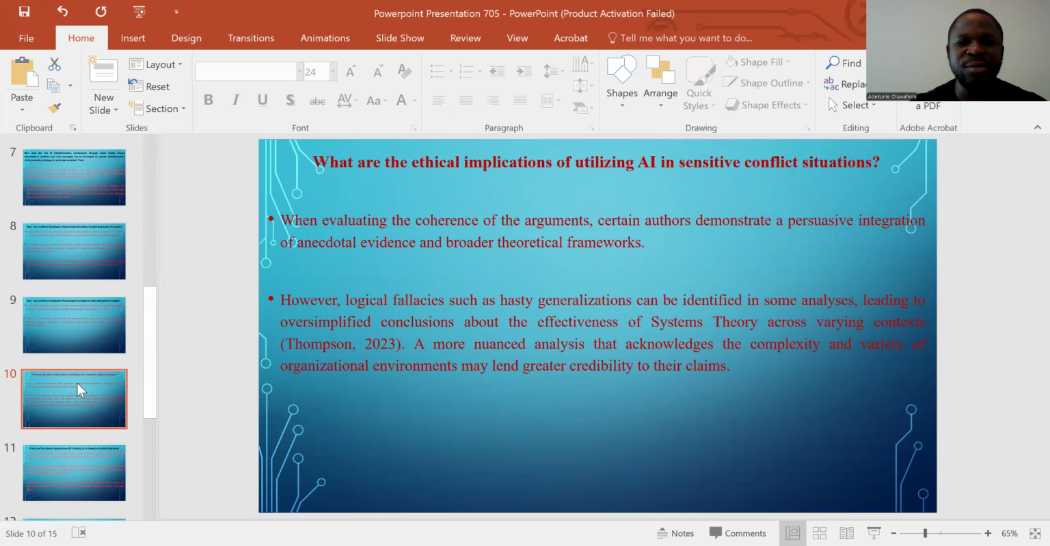So, what are the ethical implications of utilizing AI in sensitive conflict situations? When evaluating the coherence of the argument, certain authors demonstrate a persuasive integration of anecdotal evidence and broader theoretical frameworks. However, logical fallacies such as extreme generalization can be identified in some analyses, leading to oversimplified conclusions about the effectiveness of a simple theory across varying contexts. That's according to Thompson 2023. A more nuanced analysis that acknowledges the complexity and variety of organizational environments may lend greater credibility to the claim.